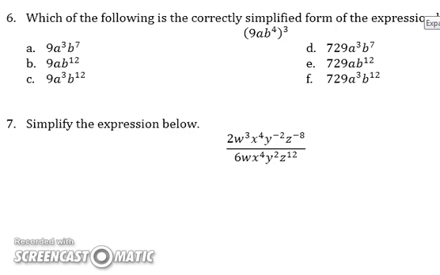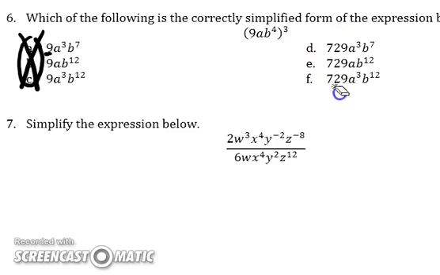9ab to the fourth power, all of that in parentheses and then raised to the third power. The way that we interpret this, if you circled any of these first three answers, you made a mistake. These are all incorrect, and they all have the same issue with them. It's this 9 right here. We should have gotten a 729, and all of these have 729.